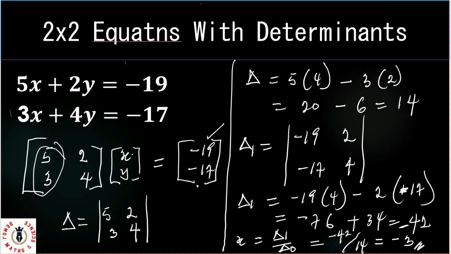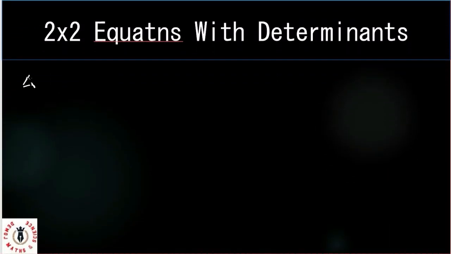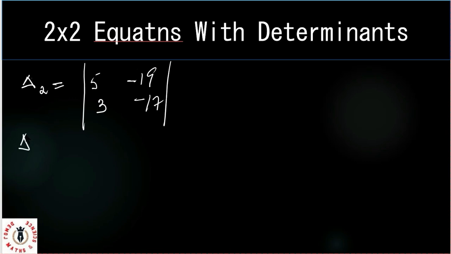Next, we'll be solving for y. Now to solve for y, I'll simply remove the position of y, that's the second column, and replace it with these figures. So on solving for y, my delta 2 will be the same thing as 5, 3, minus 19, minus 17. So delta 2 now will be the same thing as 5 times minus 17 minus 3 times minus 19.